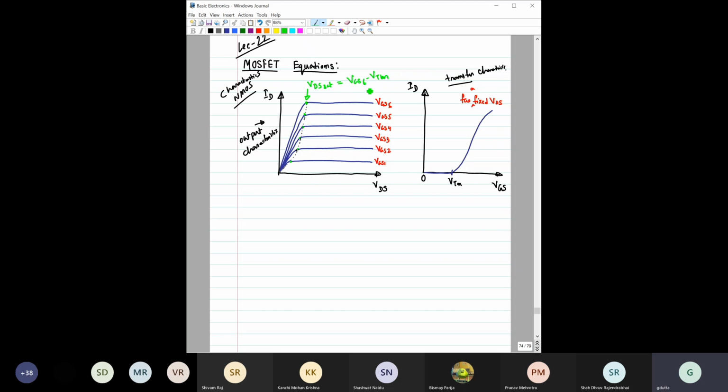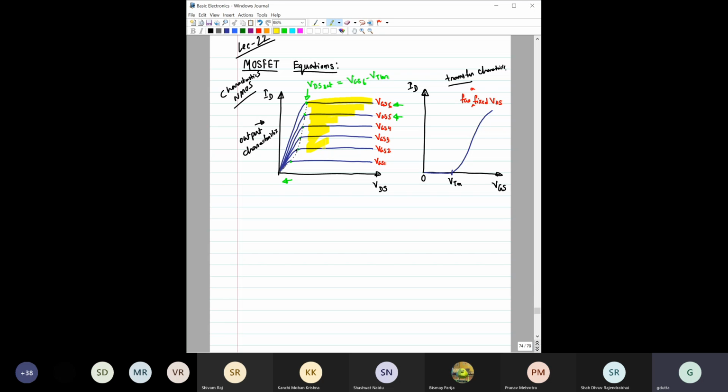Similarly, for a lower VGS value, VDS sat will shift a bit more to the left side, so that's why you are seeing this shift. So you can find where the current saturates for a particular gate voltage if you know the gate voltage. Now, based on this, the characteristics of the transistor can be divided into three regions. So the first one is this side.